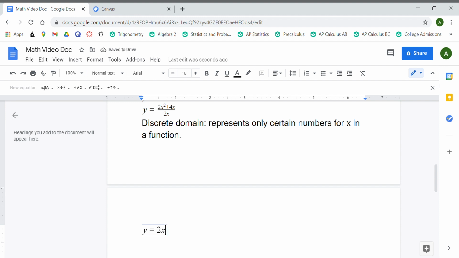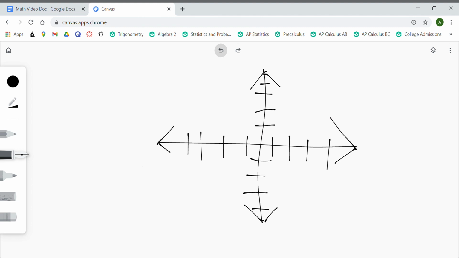Now, can you split up a ticket? No, you cannot split up a ticket and get part of $2. So this is where we can only use certain numbers in the domain to describe this. In this case, it would be whole numbers. So if we were to graph this here, it would look something like this.